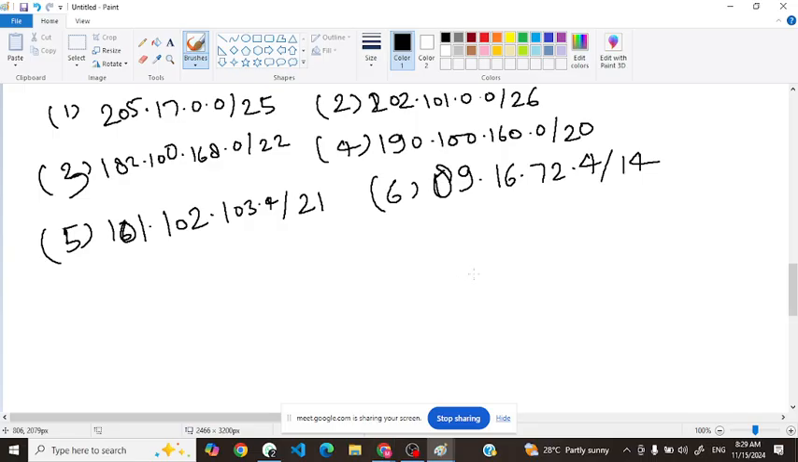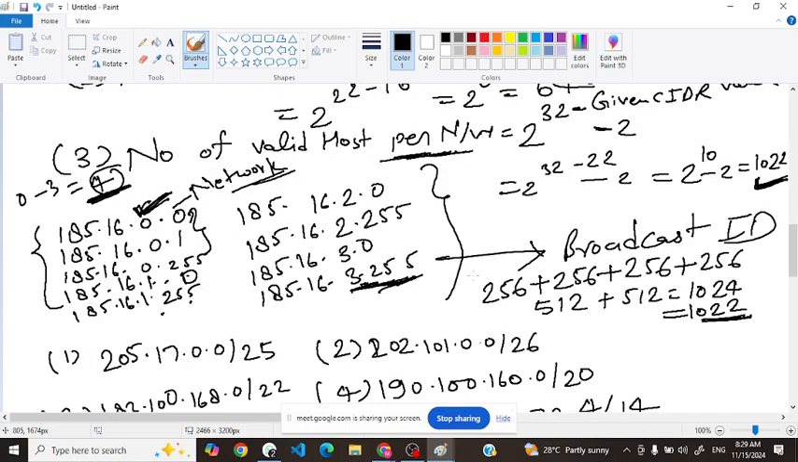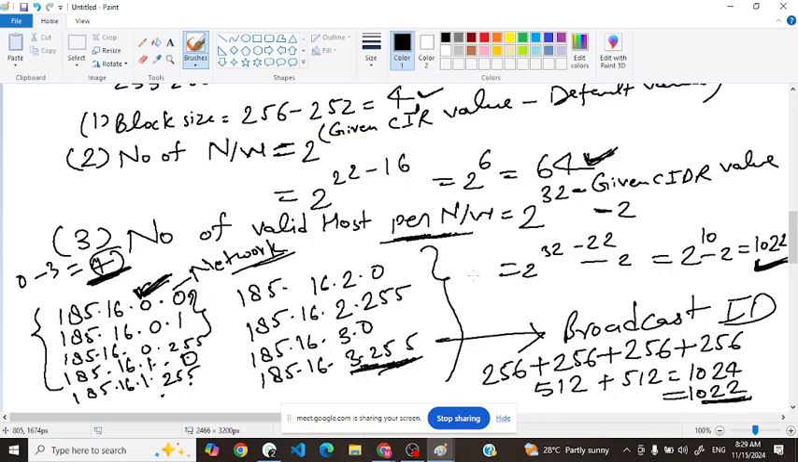Sir, before I ask my last doubt, can you please add that specific screen so that my doubt will be clear? Sir, before we have 185.16.0.0, then 185.16.0.1, 185.16.0.2 will come, but you are writing 255. It is understood, brother, why I'm writing it here. One minute, let me write. Is it clear for you right now?